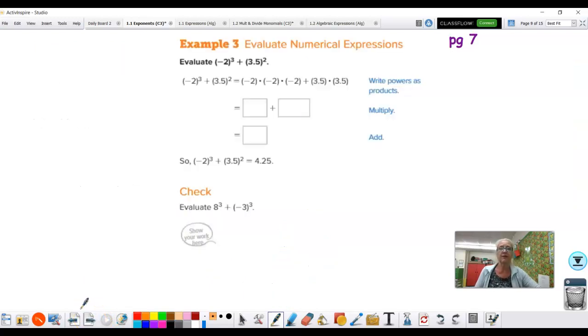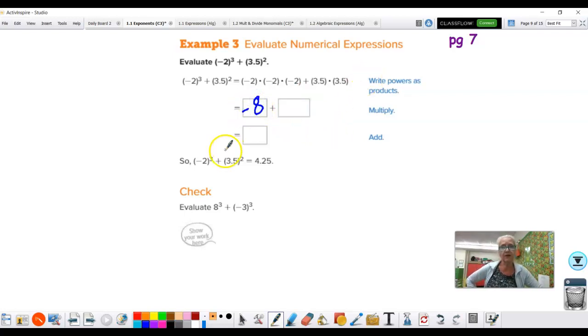Example number 3, evaluate numerical expressions. They've given us -2 to the 3rd power. The -2 is in the parentheses, so this is -2 times -2 times -2. Now, because there are 3 negatives, this will still be negative. If there had been 4, it would have been positive. But because there is an odd number, this is still going to be negative. So -2 times -2 times -2 is -8. Write it in that little box there.